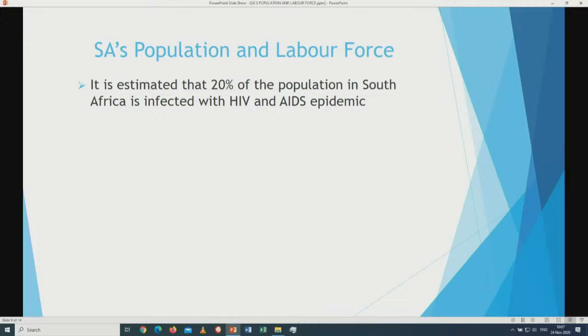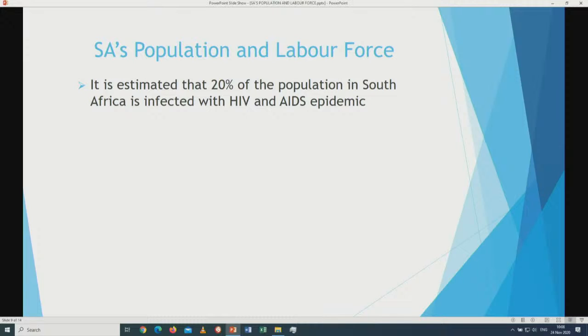When it's an epidemic, it's not as intense as a pandemic like coronavirus. Coronavirus is referred to as a pandemic because it is more intense and it is global. The ones that are not as intense as coronavirus are known as an epidemic. So 20% of the population of South Africa is infected with HIV and AIDS.